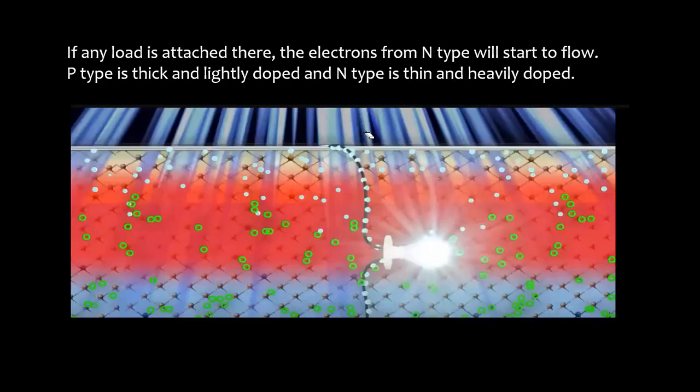Now, if we attach any load there, the electrons will flow from the N-type side to the P-type, filling the holes present there, and as the light is falling continuously, the process of maintaining that potential difference will be continuous when the light is falling on the surface of the depletion region.